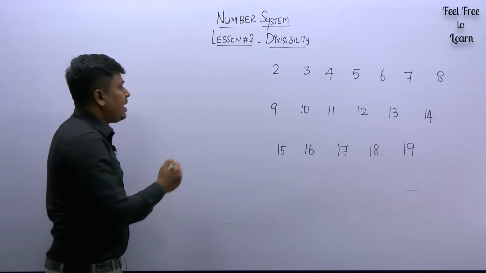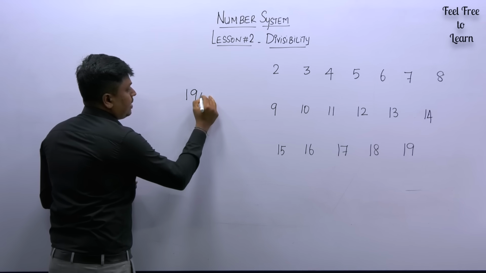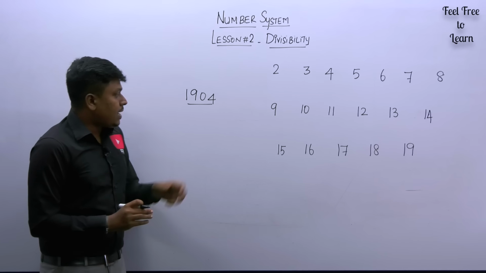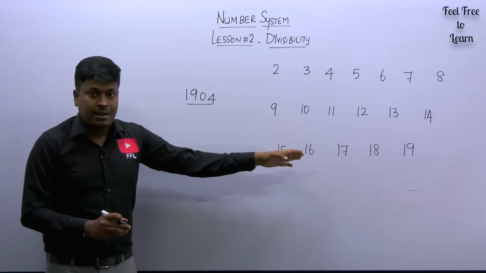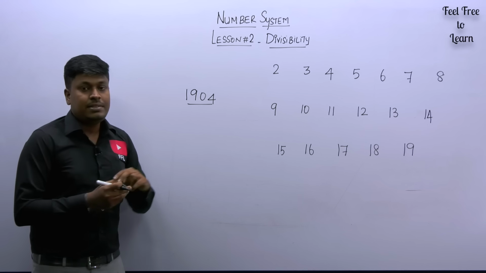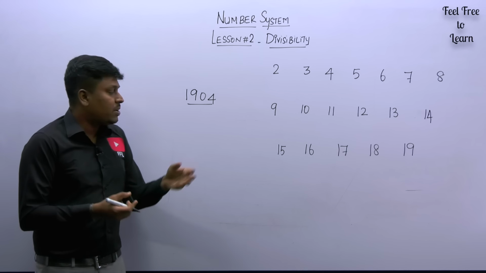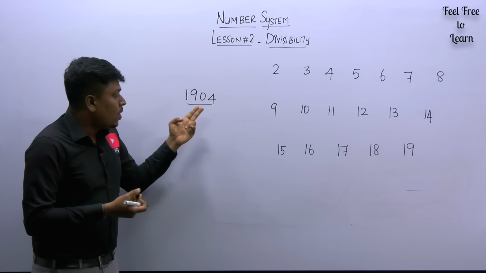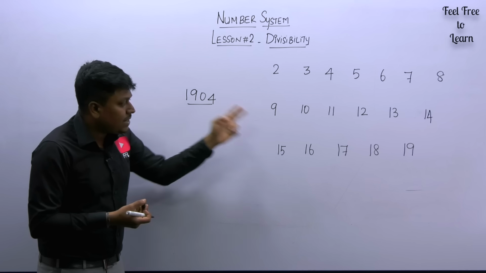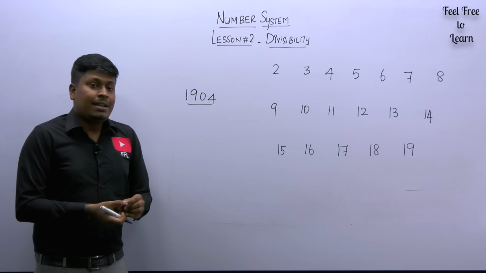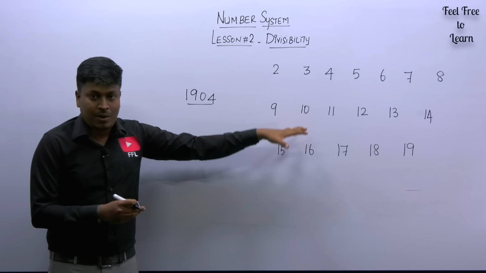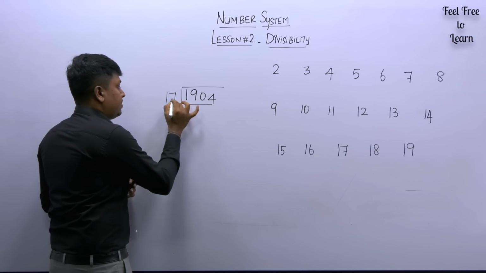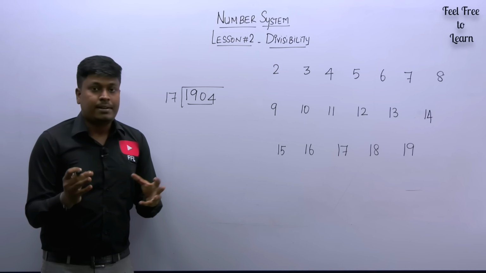For example, let me take any number, 1904. Our target is to find by which number we can divide this 1904. It is not easy, right? We don't know whether this number is divisible by 13, or by 12, or 15, 16, 17, etc. But if you know the divisibility rule of all these numbers, then definitely you can say that this number is divisible by 17. This comes only with practice.